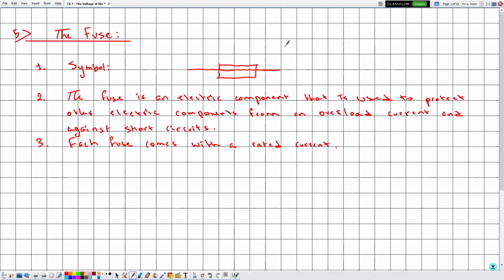So let me write that the meaning of this indication is the rated current under which the fuse protects the circuit.